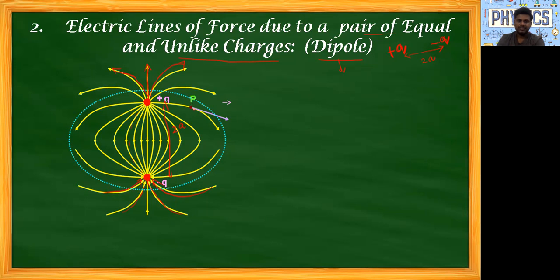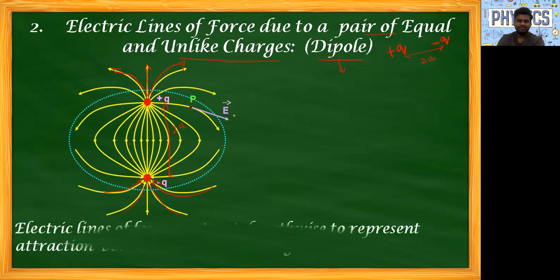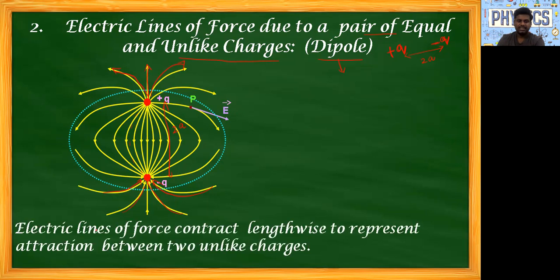Then if you see the point P here, we draw the tangent on this electric line of force, which gives the direction of electric field. Now we'll see the electric lines of force contract lengthwise to represent the attraction between two unlike charges. If lengthwise the electric lines of force contract, it represents the attraction between two unlike charges. This point is important.